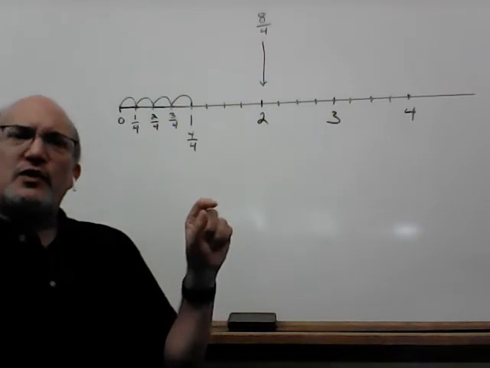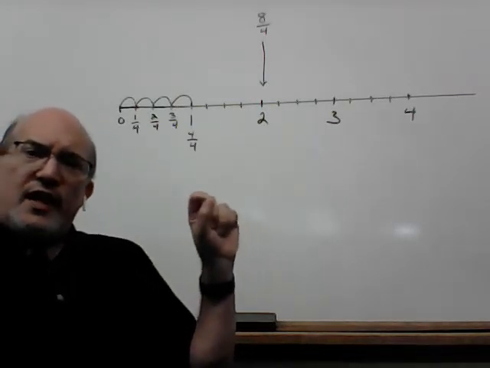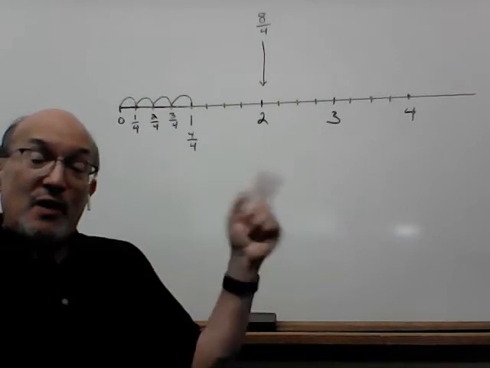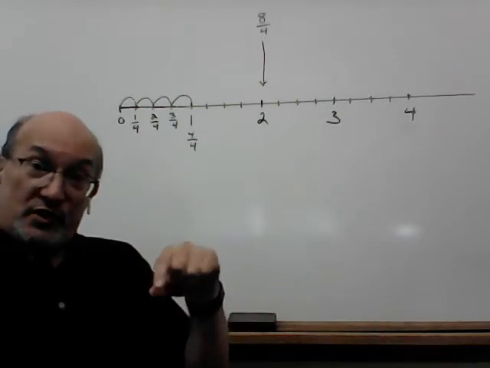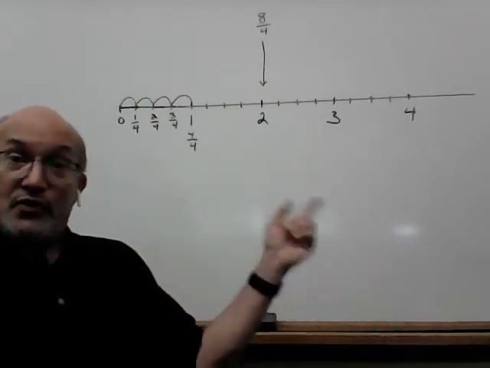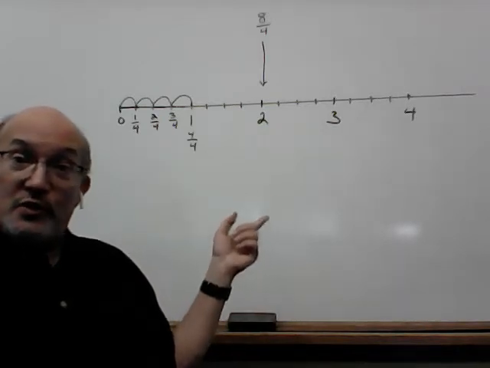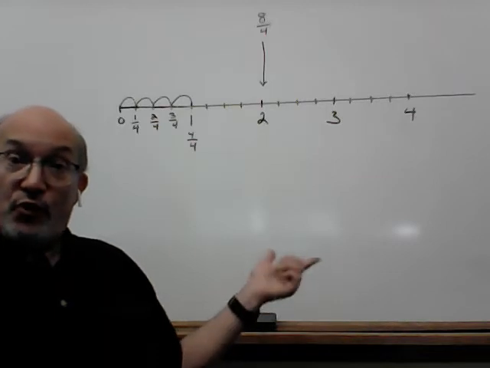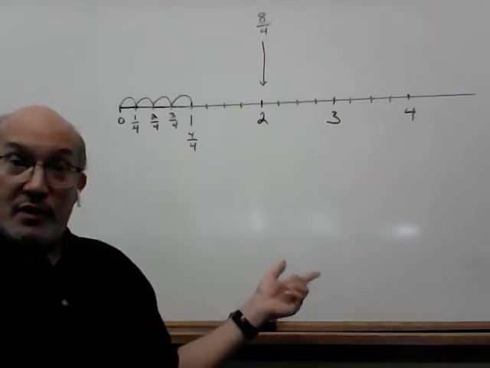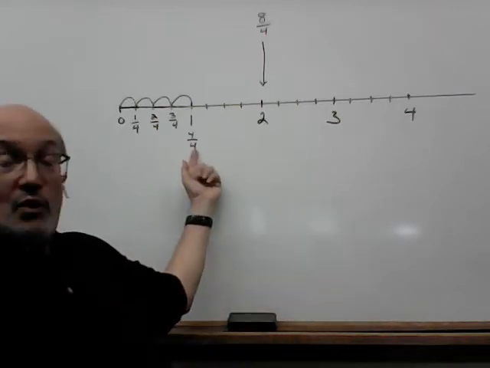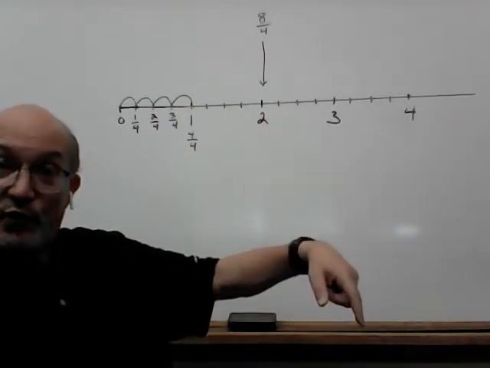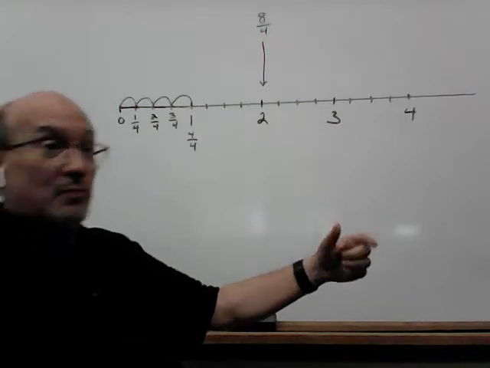Now think about this for a second. If it takes 4/4 to go from 0 to 1, how many 4ths does it take to go from 0 to 2? Well, the distance between 1 and 2 is the same as the distance between 0 and 1. There are 4/4 between 1 and 2. And the whole number 1 is the 4th 4th. So 4 more 4ths will be 8/4, bringing you to the whole number 2.